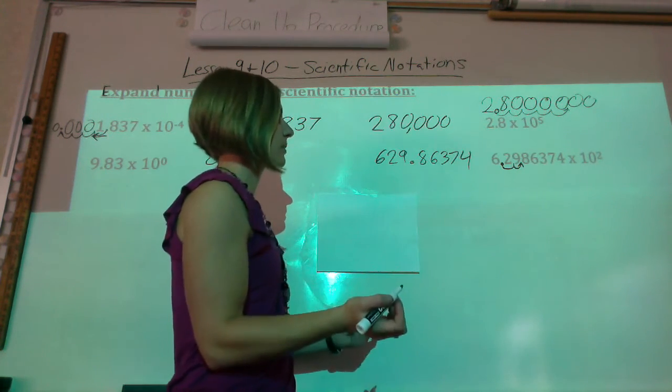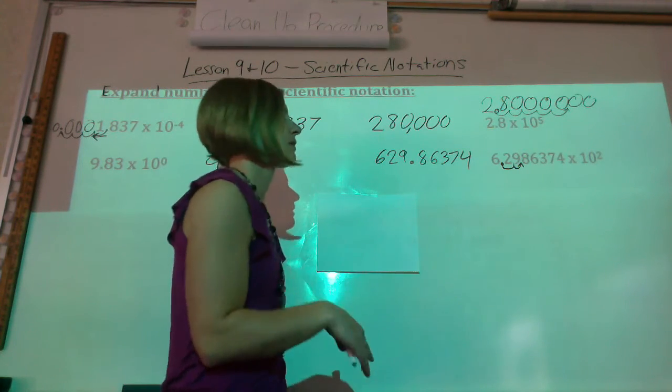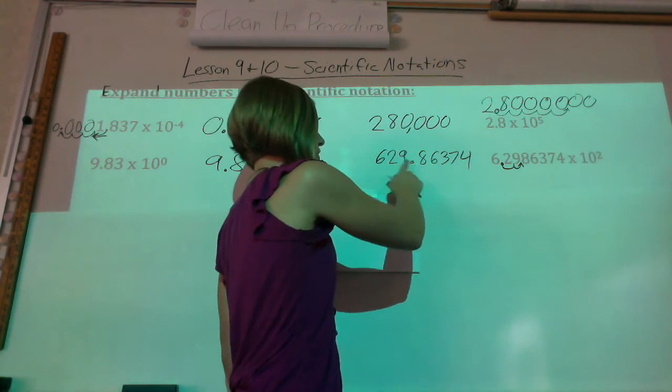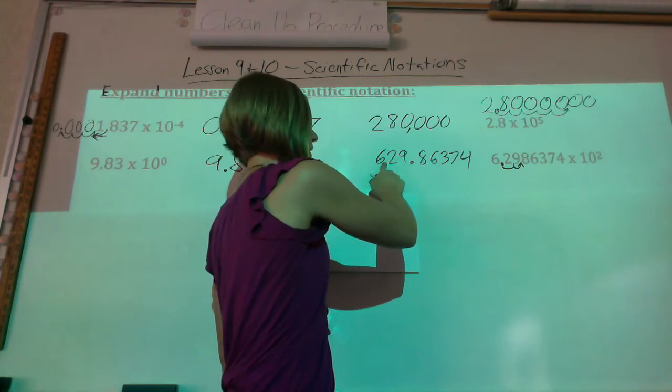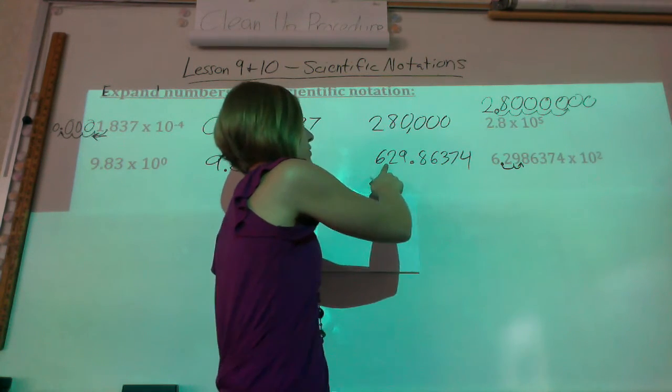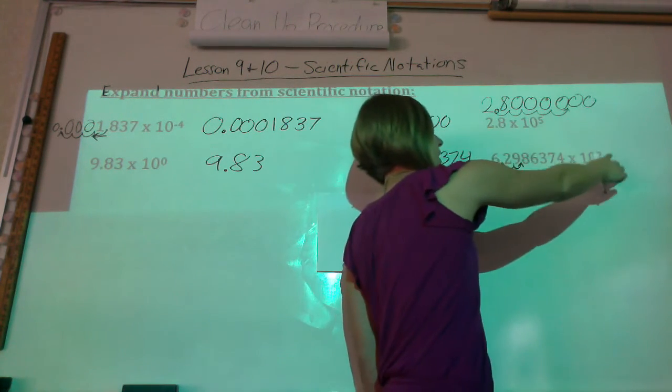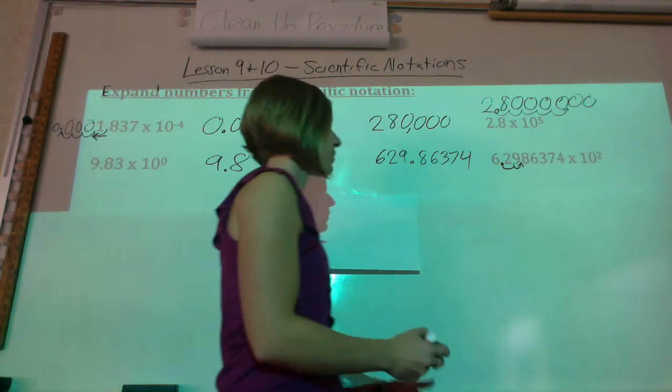So how do we check that we're correct? Well, just go backwards again. Decimal's here, scientific notation needs to move it here, so I move it 2, making it smaller by 2, which means the exponent needs to be bigger, a +2.